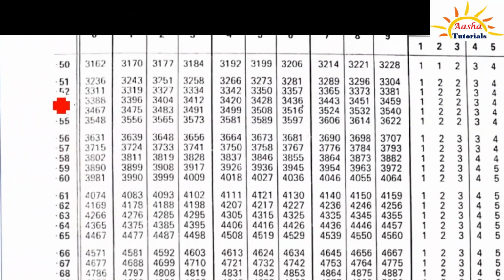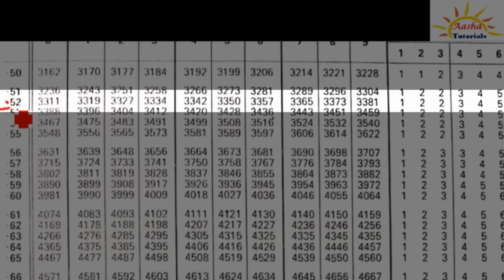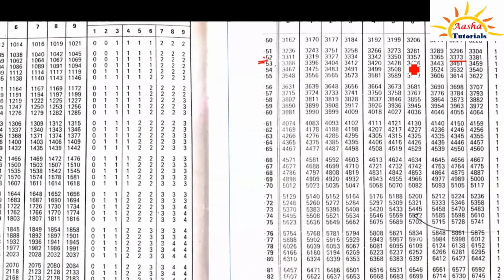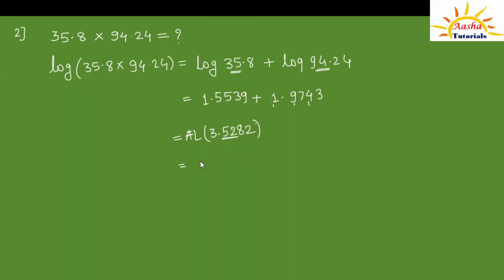So here we have 0.52, right? And we have to find its anti-log in 8 and 2. So in the 8th column, its value here is 3373. In the second column we have the mean difference, that is 2. So if I add this 2 to 3373, we will get 3375.